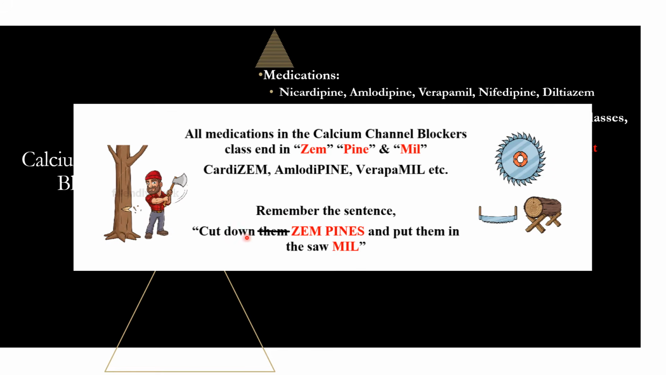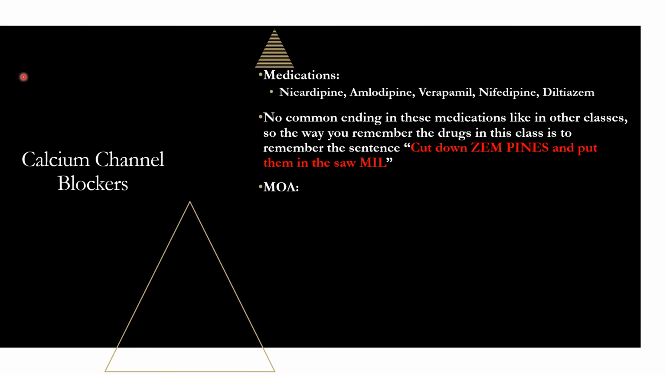So remember the sentence, cut down, instead of them, you say Zem, like with an accent. Cut down Zempines and put them in the sawmill. So cut down Zempines, like pine trees, and put them in the sawmill. So remember that sentence, and you can remember if you see Zem, Pine, or Mill, it's going to be a calcium channel blocker.